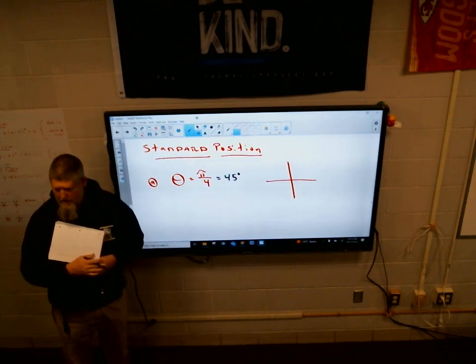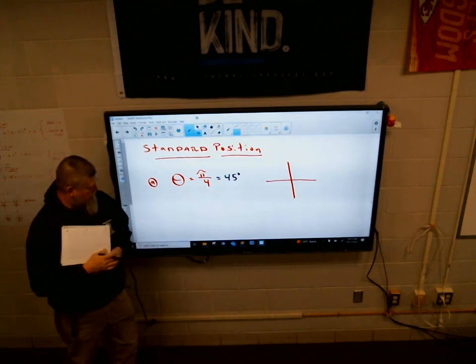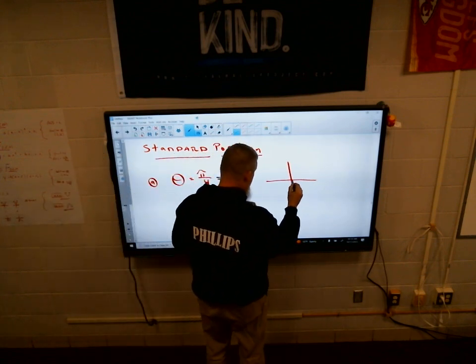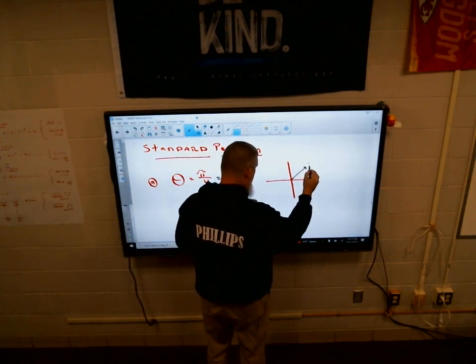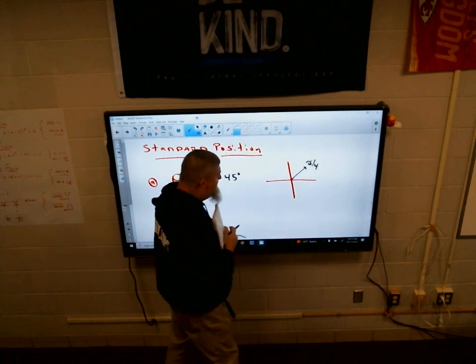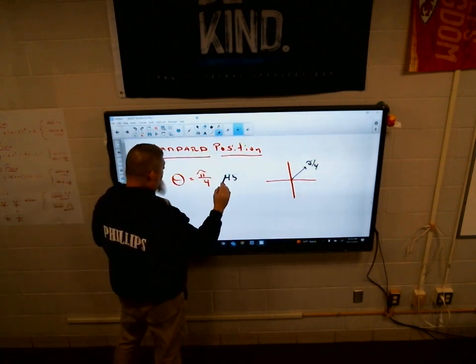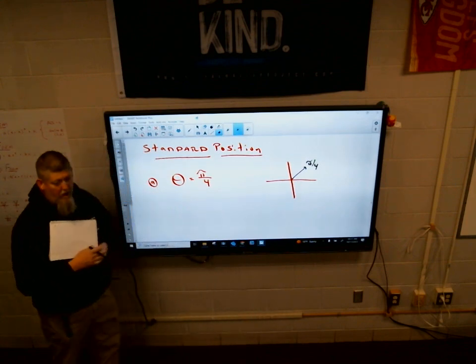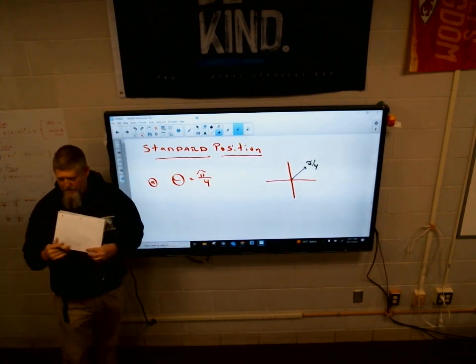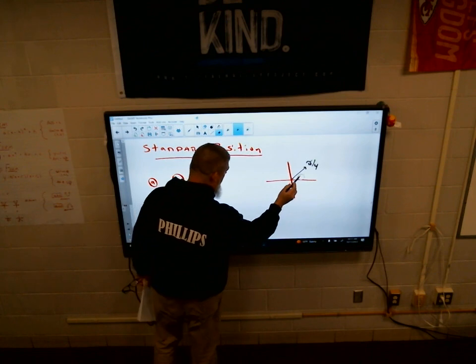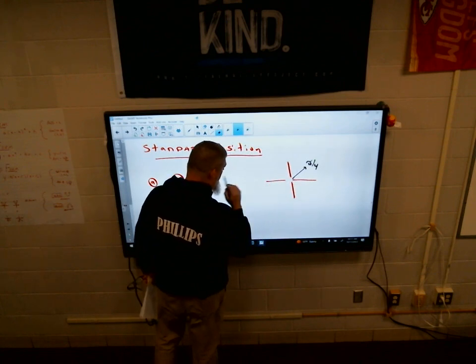The first one. First, it's right here. Pi over 4, first quadrant. But I don't want you to think about having to go through 45 degrees. I want you to think about, oh, well, pi is 180 divided into 4 sections. So 1, 2, 3, 4.